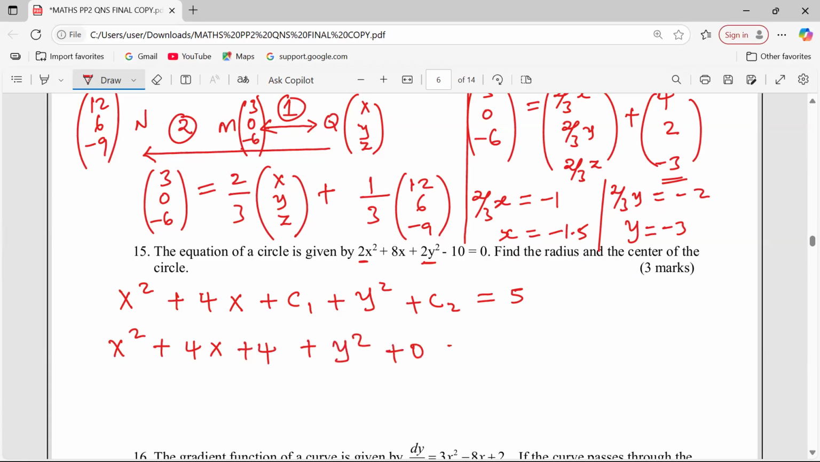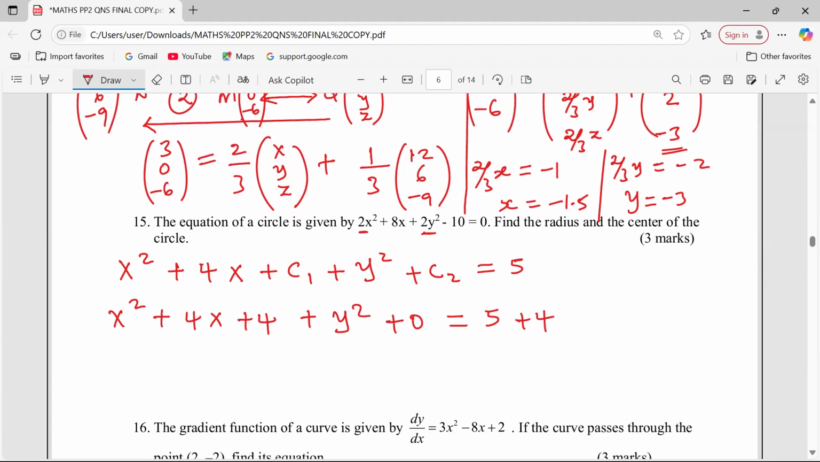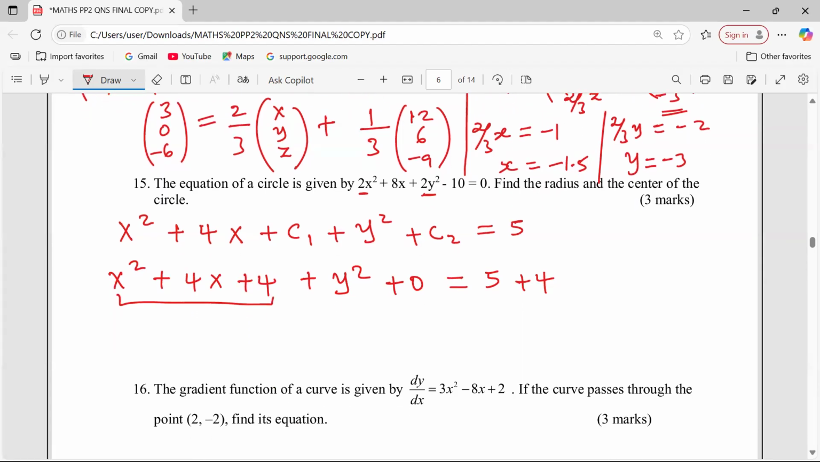Here we just add a 0, equals 5 plus 4, which is 9. So if I expand this part, I'll be having (x plus 2) squared plus (y plus 0) squared equals 9. That's why we are not having any other term with y. This is now the general equation of a circle.